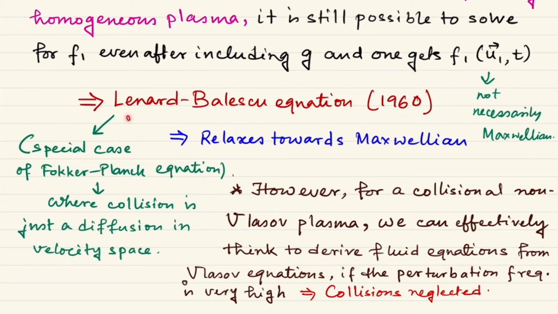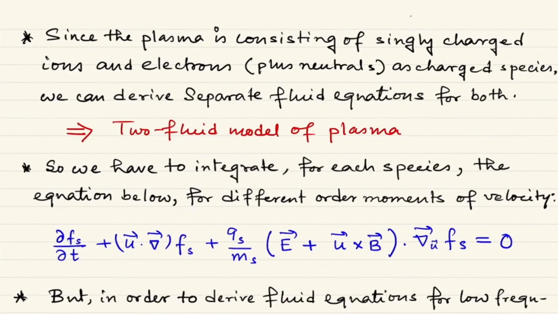Okay, we don't have to go through Lenard-Balescu, but directly Vlasov's equation under a certain condition where we are considering perturbations of very high frequency. And that means within this perturbation time period, almost no collisions are there. So the system is very much collisional, but finally we can still consider our basic kinetic equations to be Vlasov's equation just by thinking that the frequency of the perturbation is a very, very high value. Okay, so the period is very, very small.